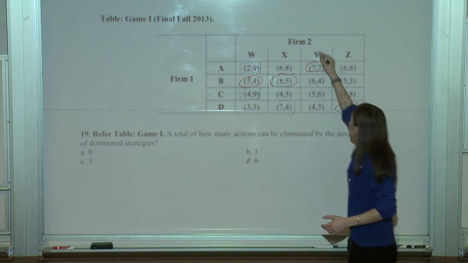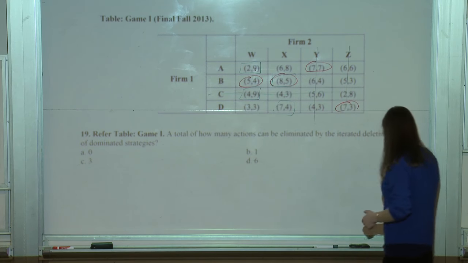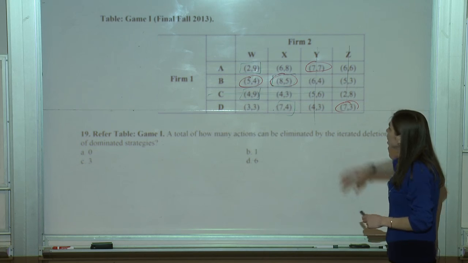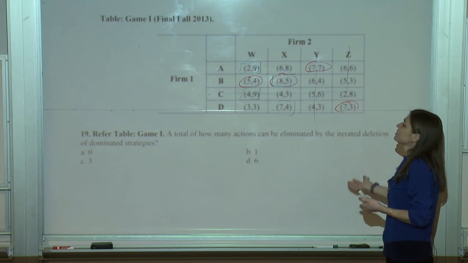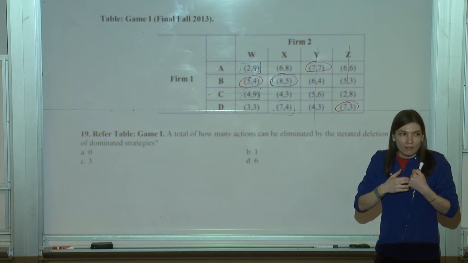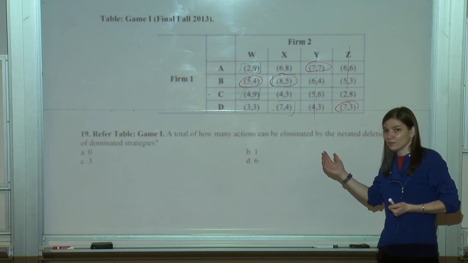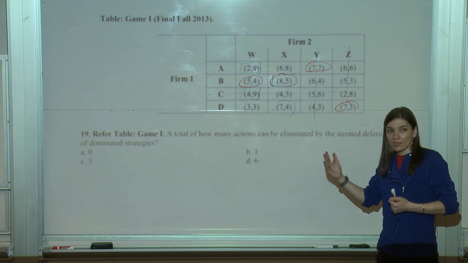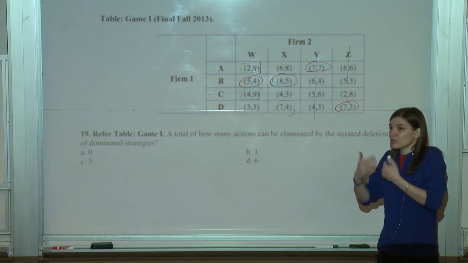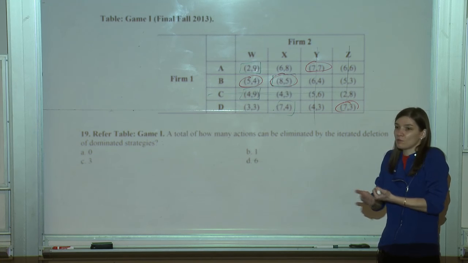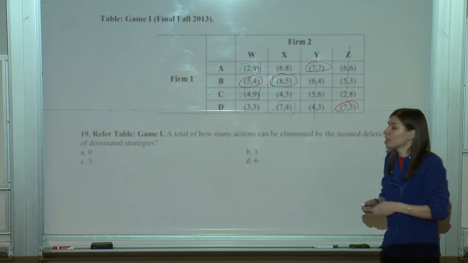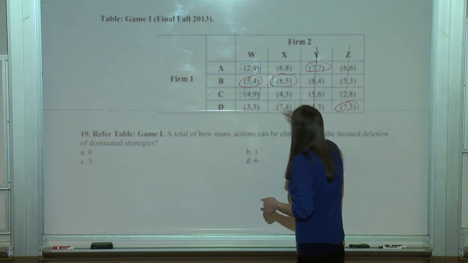Now, if you think of this logically, that's the iterative part. If firm 2 would never choose Y and Z, then firm 1 should not even consider what they would do if firm 2 were to choose Y and Z. Does that make sense? They know they would never be chosen, so it doesn't even matter. I wouldn't even consider it as an option. So I can eliminate those 3 right away.